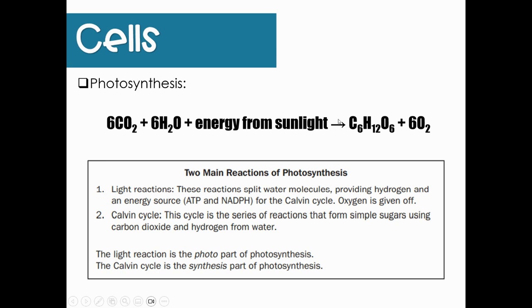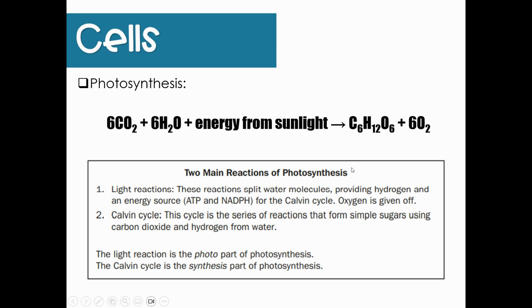And then remember, this arrow represents our yield sign. This is like an equal sign. And then our products are always on the right of that equal sign or that yield sign. And so in photosynthesis, our products are sugar, glucose, and oxygen, which is O2.